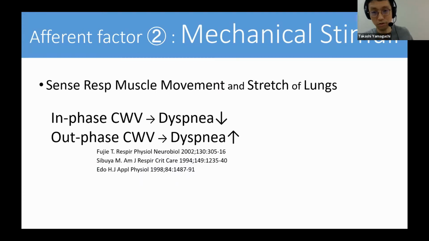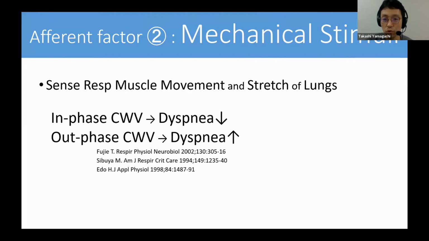And the second factor is mechanical stimuli. There are receptors which sense the respiratory muscle movements, and the lung and airway stretch or pressure in the interstitial area. These stimuli pass through the branches of the cervical and thoracic spinal cord. About this issue, many researchers from Japan have presented.